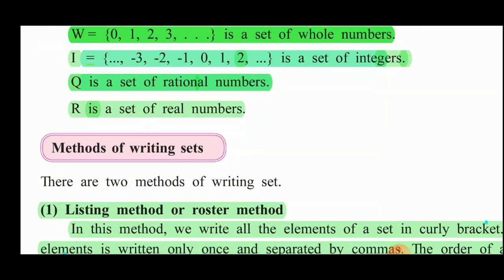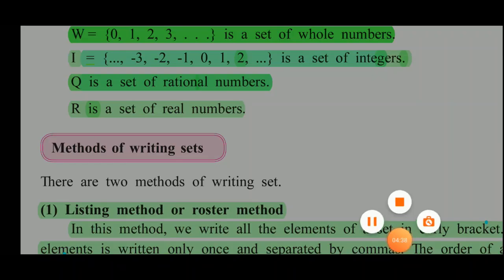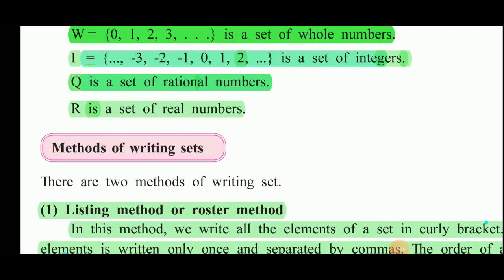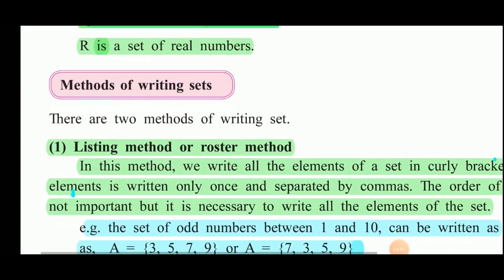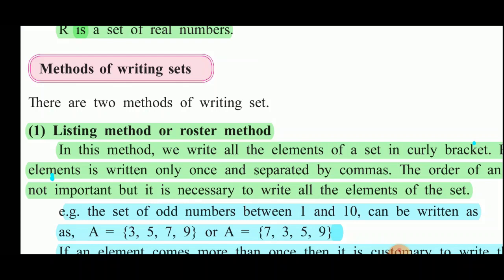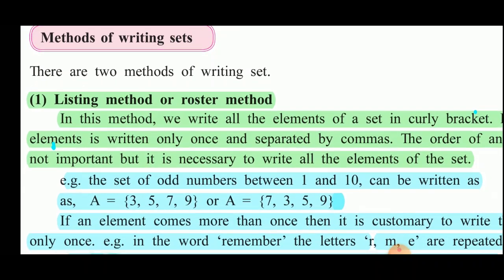Now there are 2 methods of writing down a set. First is the listing method or the roster method. Listing method means, from the name itself you can understand, in this method all the elements of the set are written one after the other and separated by commas.